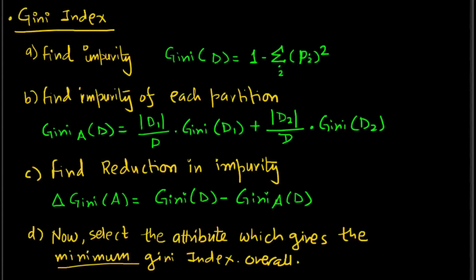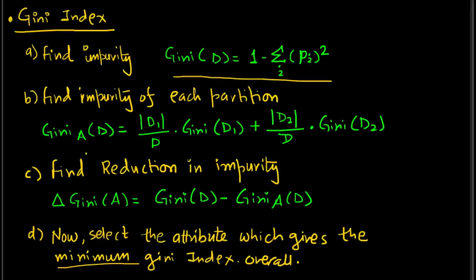In this video, we will see how to find out the Gini index and how to measure the overall impurity of a particular dataset after selecting an attribute for a split. So in the first step, we will find the impurity of the total dataset with this particular formula, and then after the partition or the split, we will find out the impurity of each partition. Let's say the dataset D is divided into two parts, D1 and D2.